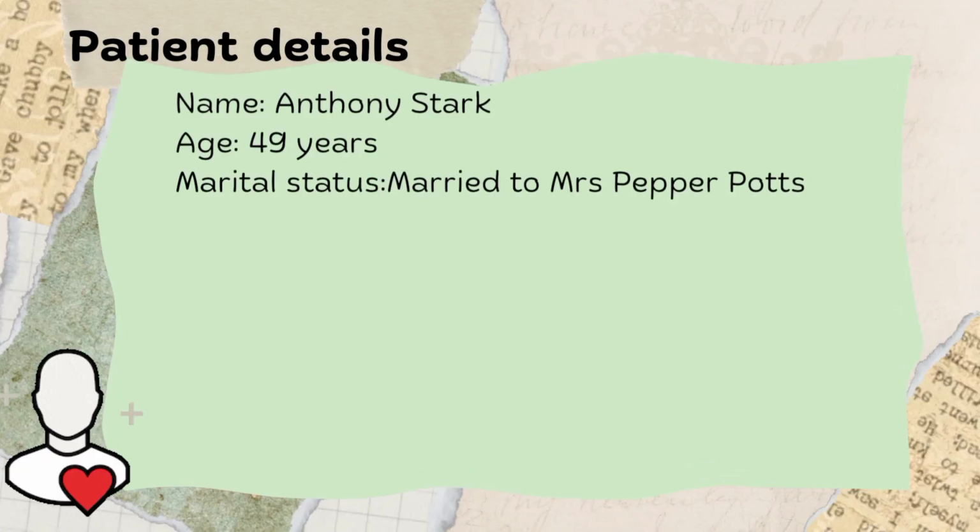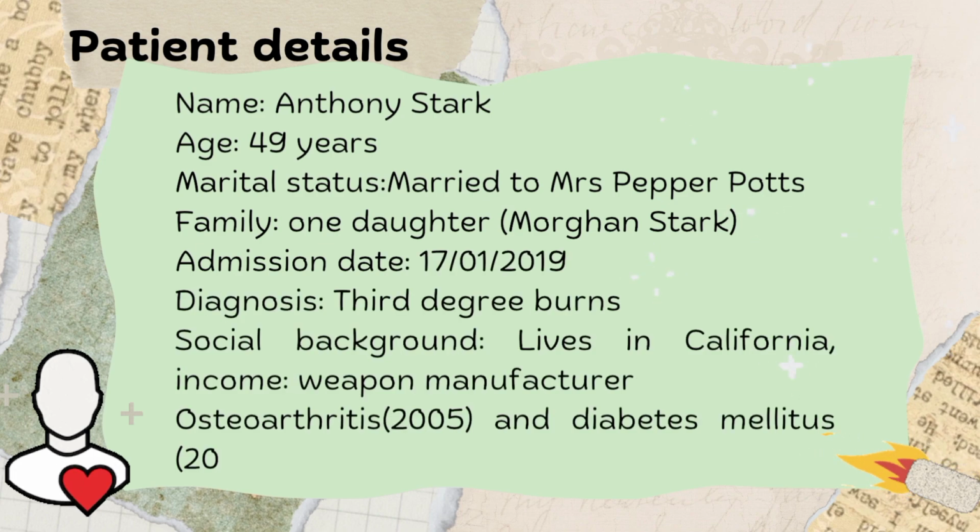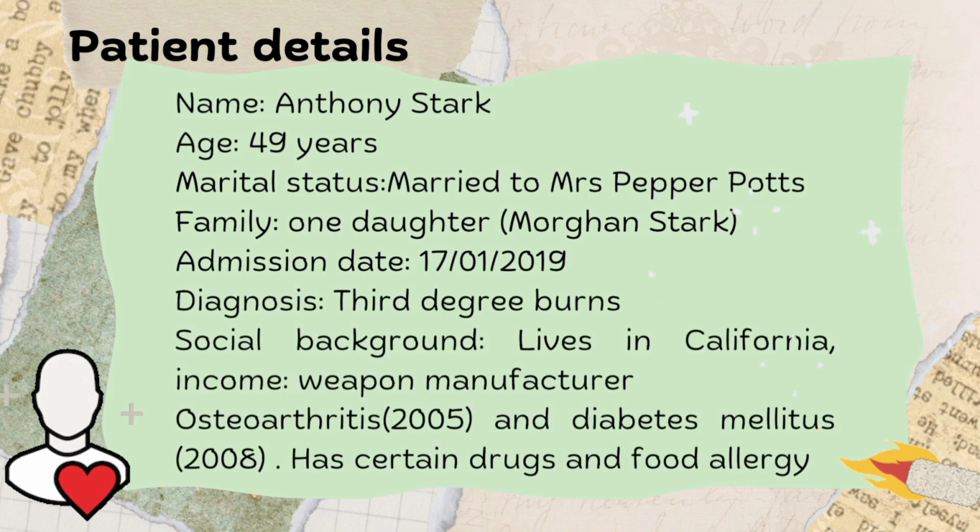Then, we need to select the data by being in the shoes of the reader, which means the community health nurse. From this page, we want the patient's name, Anthony Stark, age 49 years, marital status, married, admission date 17/1/2019, diagnosis 3rd degree burns. As diabetes mellitus can interfere with wound healing, we can select that as semi-relevant data, and we can also add certain drugs and food allergy.